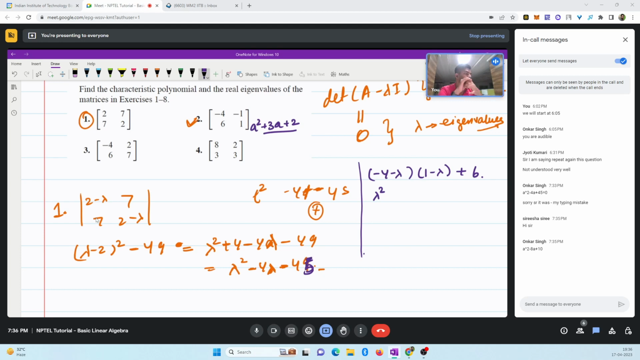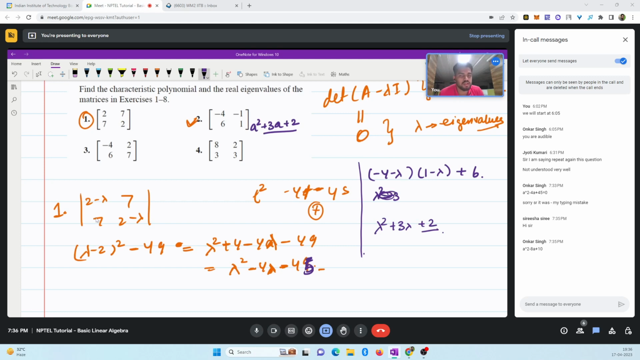Now we are trying to solve the second one. One of them suggested lambda square minus 3 lambda plus 2. Lambda square minus 3 lambda, plus 3 lambda, plus 2. Okay, so Omkar, I think there is some calculation mistake probably from your side.